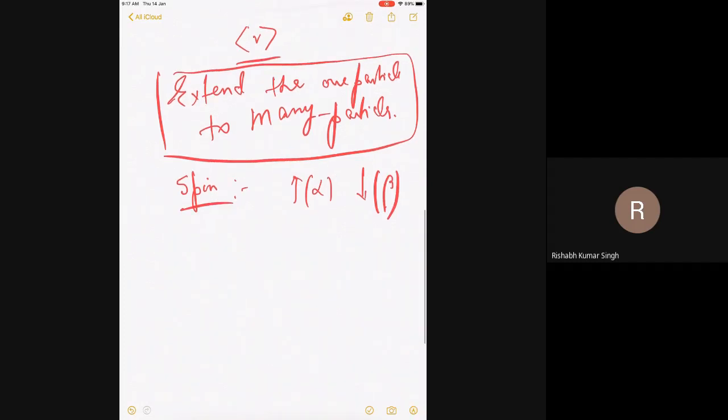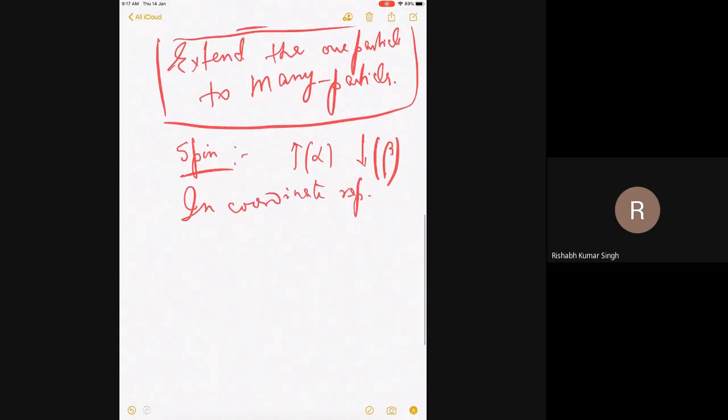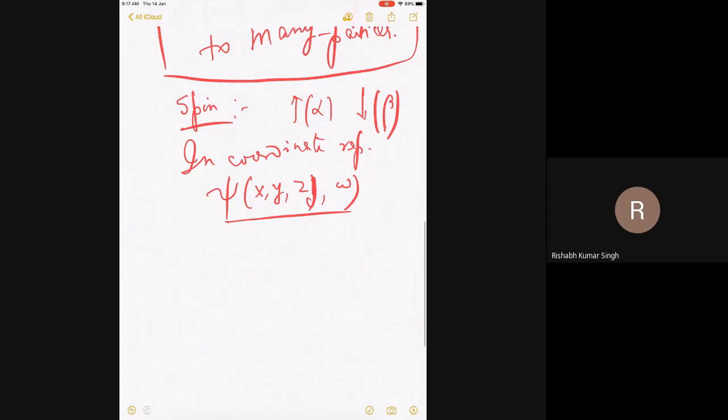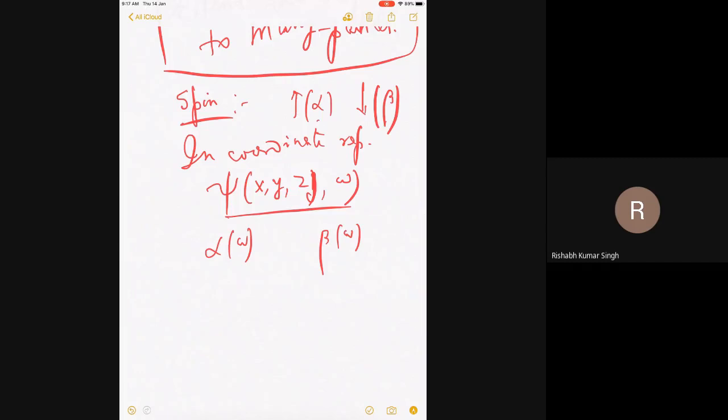To be more precise, in a coordinate representation, and this I should now write very clearly, the wave function will not just be a function of x, y, z or r, theta, phi, but also a spin coordinate which I'm calling omega. So in general, I can have psi of x, y, z, omega. And if I add this omega, there are two kinds of omega, that is alpha of omega or beta of omega, one of them corresponds to up spin, one of them corresponds to down spin.